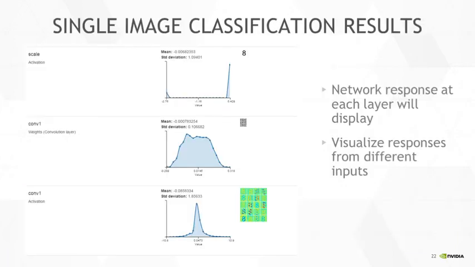So here's some sample image classification results. And DIGITS will show you distribution information like the mean and standard deviation for each of your layer parameters, but it will also show you what your network responses are. It will also show you the weights. So it'll show you the weights for each of your convolutional layers, and then it'll also show you your activation. So you can view what the network response is from that input information.